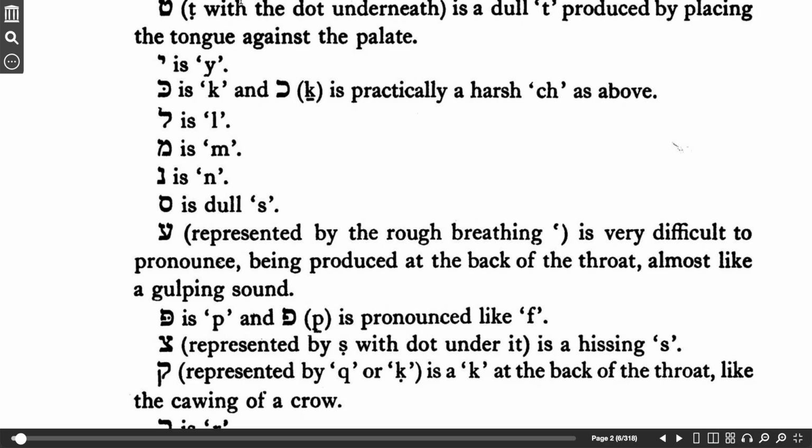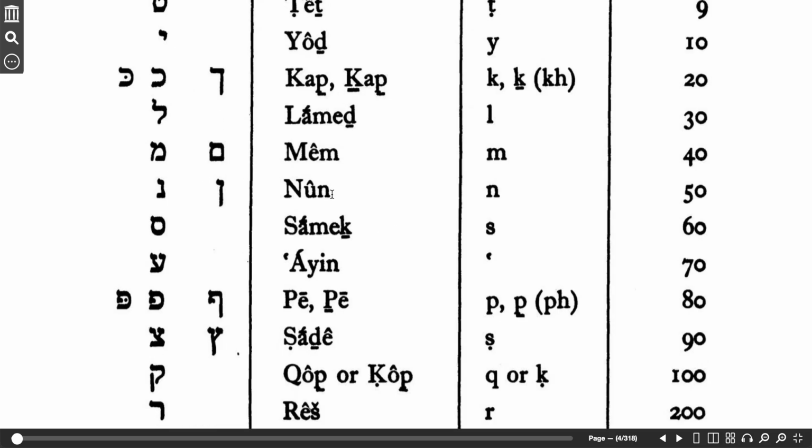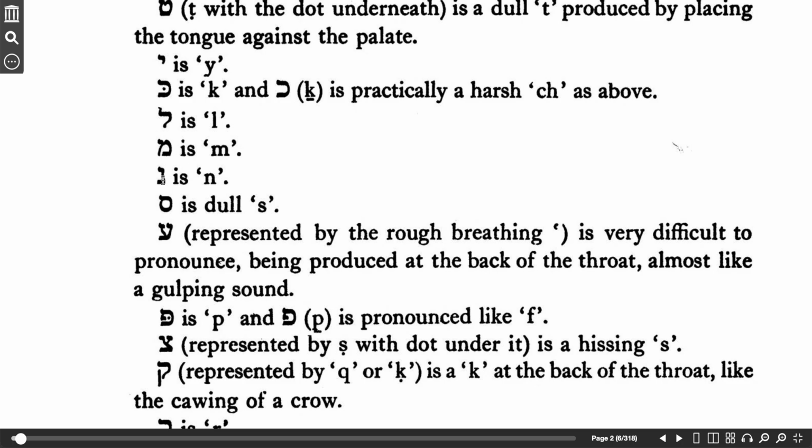Here we have nun. It looks like that in the script form. This is the final form. This is at the beginning of a word or in the middle of a word, but it has an N transliteration value, and it's pronounced nun. And that's what our phonetical value says here.